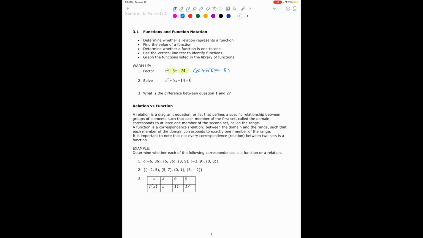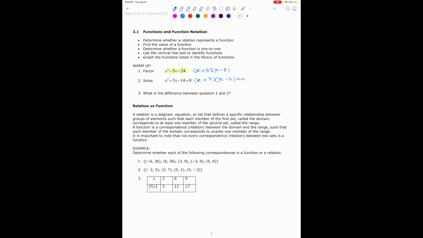The next activity is to solve the equation x squared plus 5x minus 14. So this is a quadratic equation. First, we're going to factor into multiplication of two binomials. We factor the x times x. We need two numbers, their product is negative 14 and the sum is positive 5. So I'm thinking about positive 7 and negative 2.